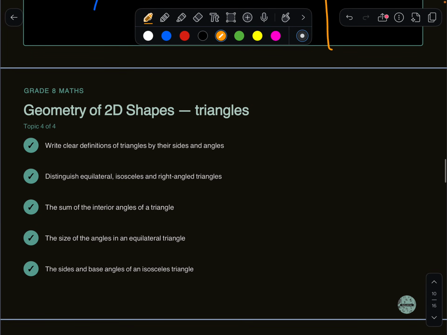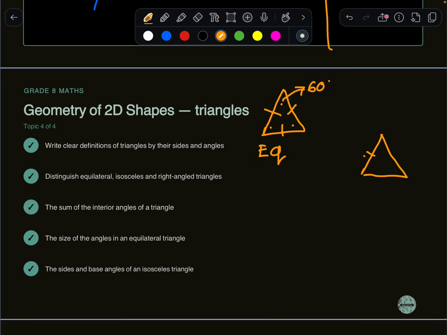Okay, and then finally, this term you should have looked at geometry of 2D shapes, so triangles. So maybe you were looking at equilateral triangles. In an equilateral triangle, all the sides are equal and all the angles are also equal. They are all 60 degrees. An isosceles triangle has two sides equal and two angles equal. Okay, so that's what an isosceles triangle looks like. And a right angle triangle has one right angle in it.